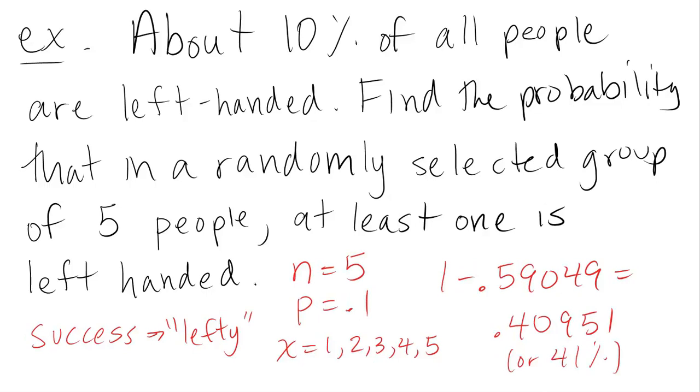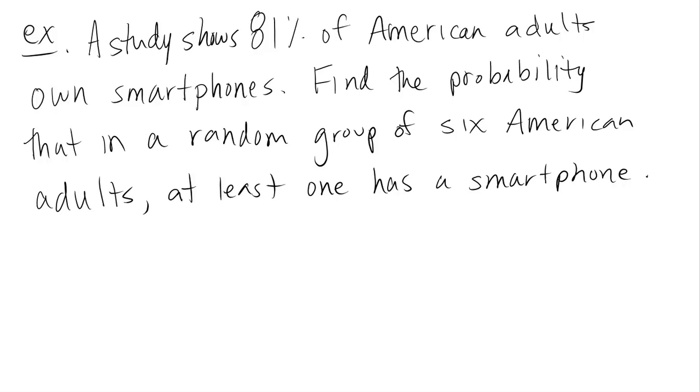We're going to try to use this complement idea to shorten up some of the problems that we do. We don't have nearly as much work. Let me demonstrate that again, but without the setup of doing 2 examples back to back. A study shows that 81% of American adults own smartphones. Find the probability that in a random group of 6 American adults, at least one has a smartphone.